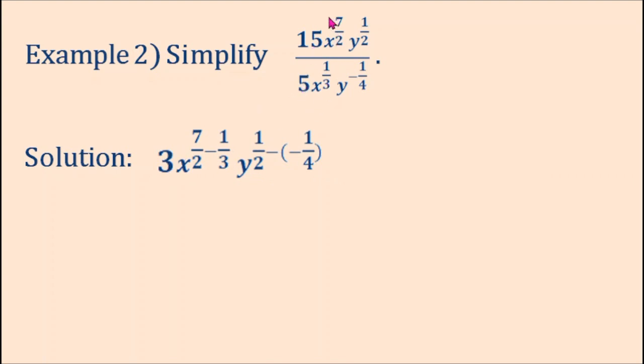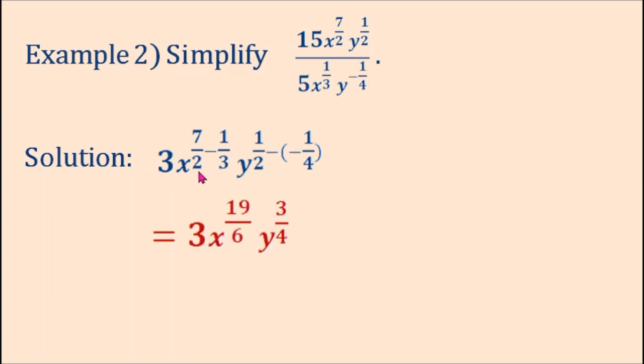Then the exponent of the numerator for x is 7 over 2, and the exponent of x in our denominator is 1/3, so that's 7 over 2 minus 1/3. Then for y, the exponent of the numerator is 1/2, and the denominator is negative 1/4, so that's 1/2 minus negative 1/4.